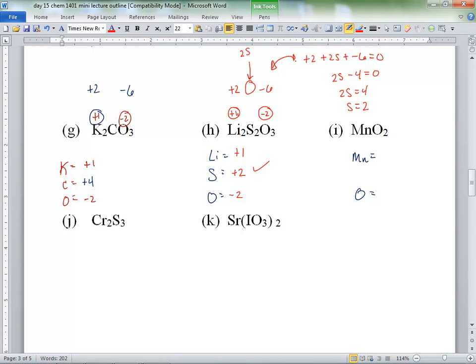All right, let's try that one. Monica's wondering about this one. So on this one, there's 2 easy ones. Always -2 for oxygen. But strontium is what? +2. Right? And you know it because of that. There's this charge right there. Then you can figure out what the iodine is. Right?